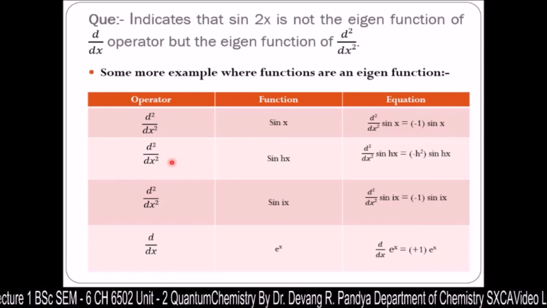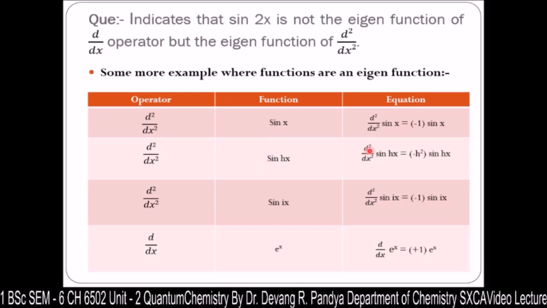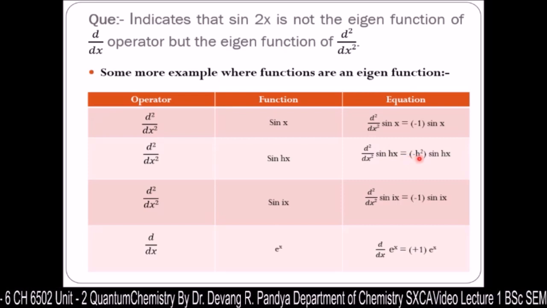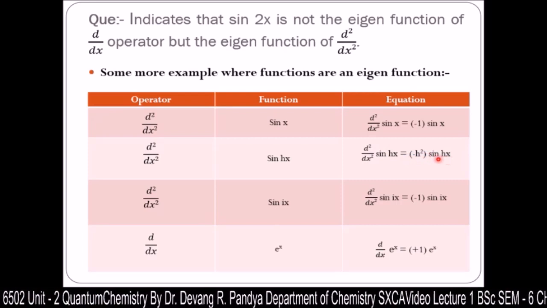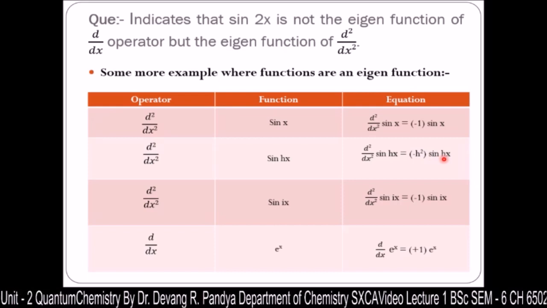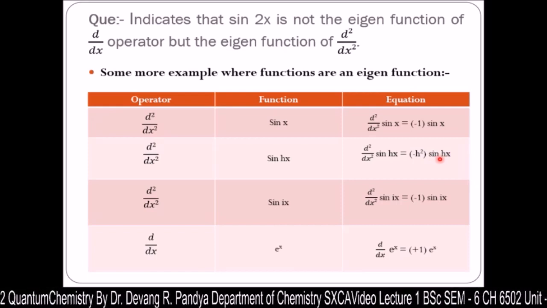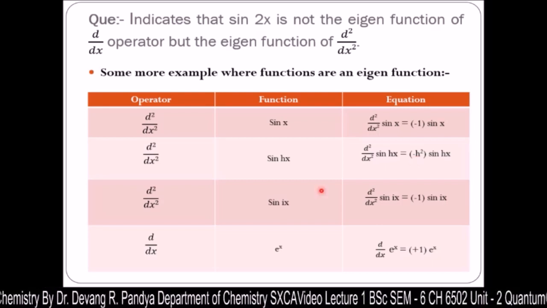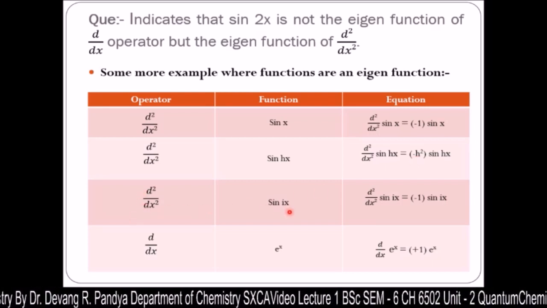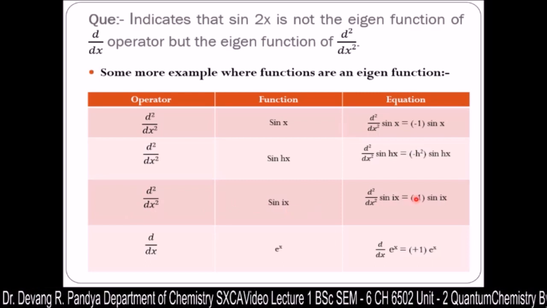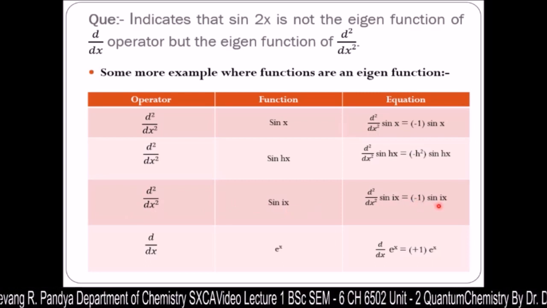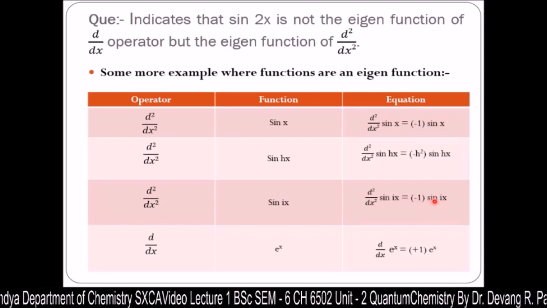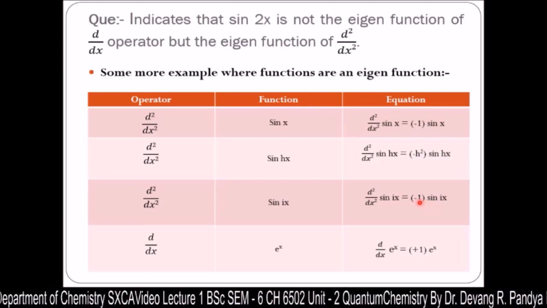d²/dx² on sinh x: when we operate the double differentiation on this wave function, we get minus sinh x. So the same function is obtained. That means this function is also known as an eigenfunction, and minus 1 is the eigenvalue. Similarly, d²/dx² on sin ix gives us minus 1 times sin ix. The same function is obtained. So this is your eigenfunction, this is your eigenvalue.